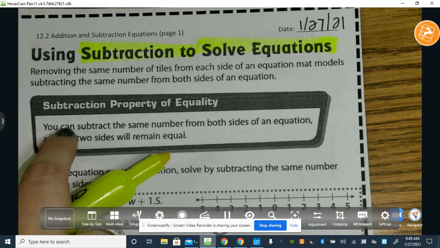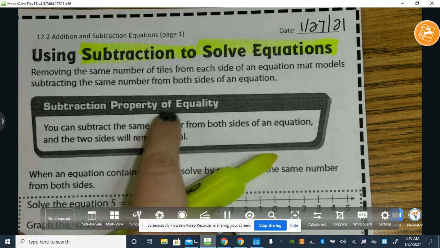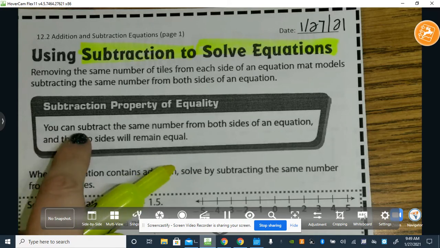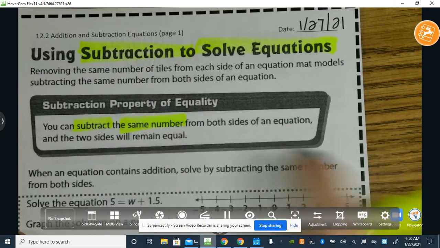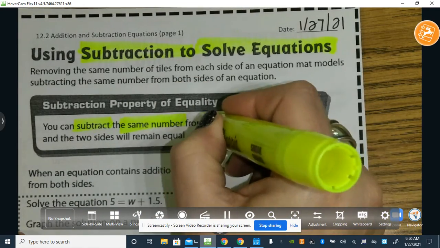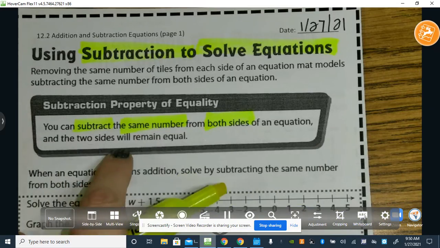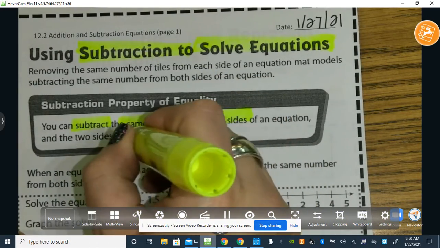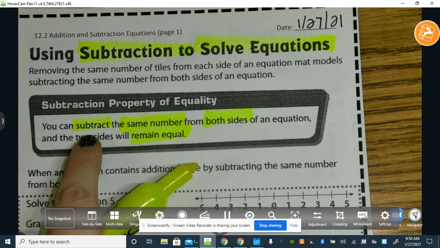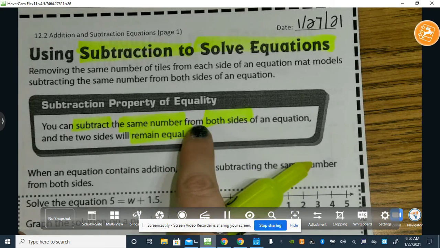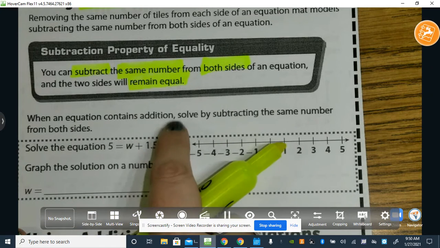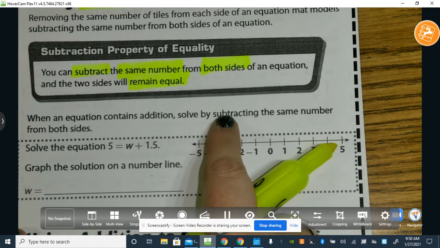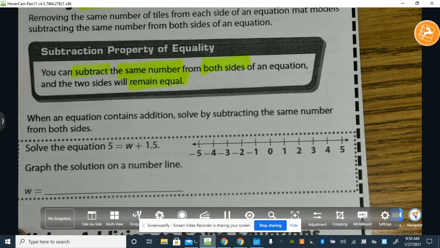Okay, so with equations, the subtraction property of equality means you can subtract. You have to do the same number. That's key. The same number from both sides of an equation, and the two sides will remain equal. When you subtract on one side of an equation, you must subtract on the other, and it will remain equal. So when an equation contains an addition, solve by subtracting the same number from both sides.